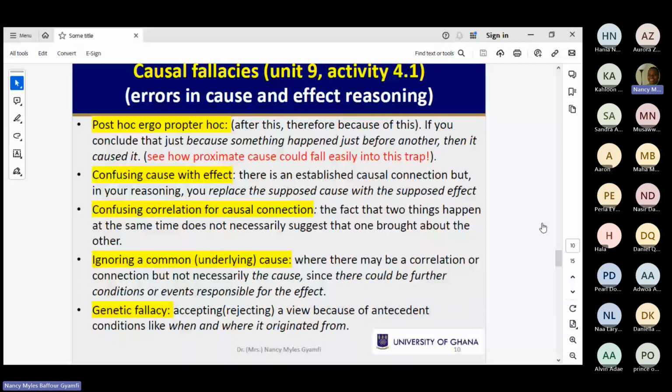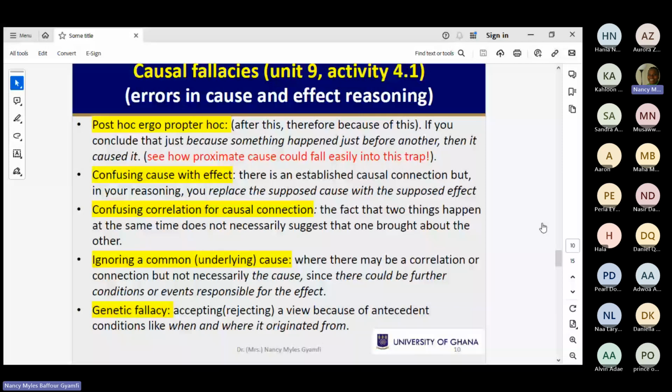Therefore, I conclude that it is my spanking her bottom that made Asamoah score the goal. Totally not connected. There is no causal connection. You see, it is just a matter of proximity. One happened before the other. So people are likely going to think of cause and effect in this way.